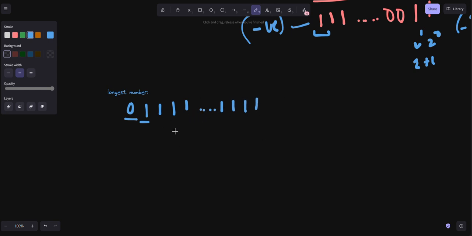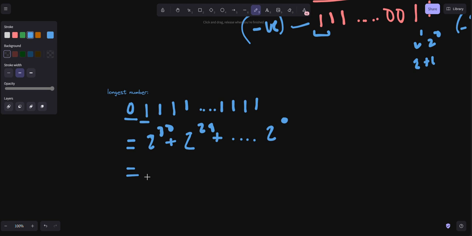And what is the value of this? You can say 2 to the power 30 plus 2 to the power 29, and so on till 2 to the power 0. You need to do the math. This will be the value of the number.